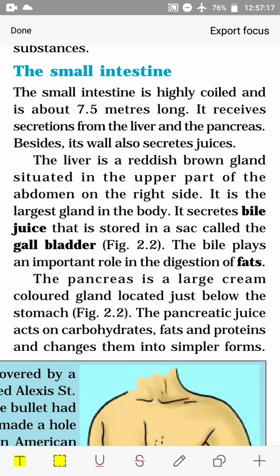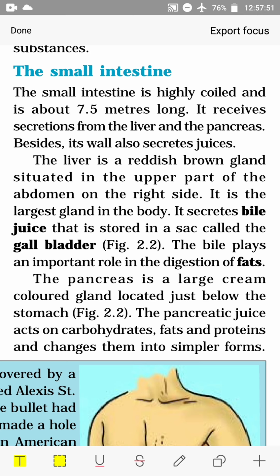The liver is the reddish brown gland situated in the upper part of the abdomen on the right side. It is the largest gland in the body. It secretes bile juice, which is stored in a sac called the gallbladder. So what is the function of the gallbladder? It stores bile juice. Bile juice is secreted from which gland? The liver. The liver is the largest gland of our body. The bile plays an important role in the digestion of fats.